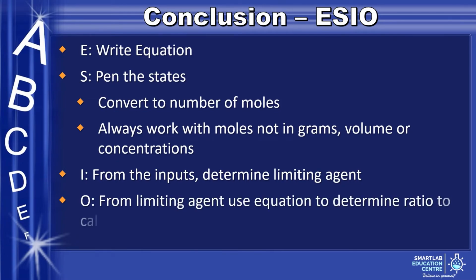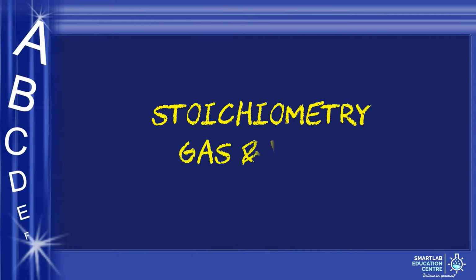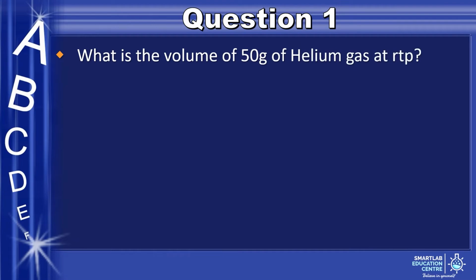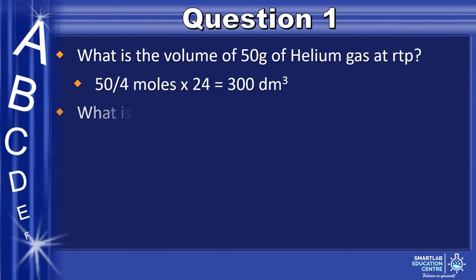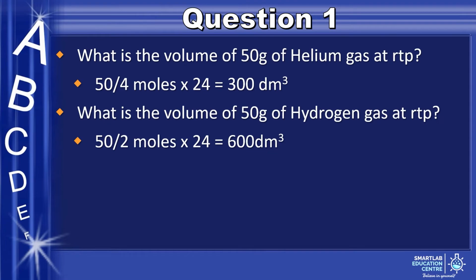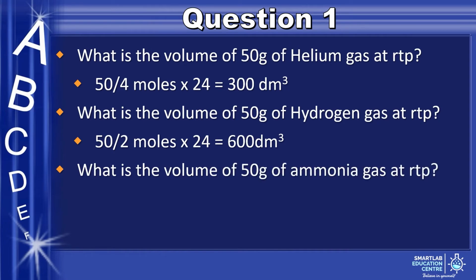Stoichiometry, gas and volume. What is the volume of 50 grams of helium gas at RTP? It will be 300 dm cube as seen below. What is the volume of 50 grams of hydrogen gas? Taking the mass divided by the Mr times 24, we will get 600 dm cube. Finally, what is the volume of 50 g of ammonia gas? Using the same method as the previous examples, we will find it to be 70 dm cube.